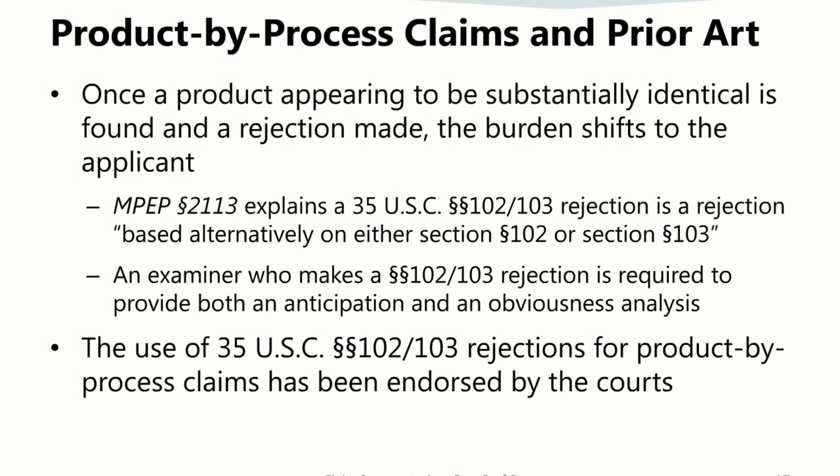When the prior art discloses a product that reasonably appears to be either identical to or only slightly different from a product claimed in the product-by-process claim, you should make a 102/103 rejection and provide both the anticipation and obviousness basis for unpatentability.